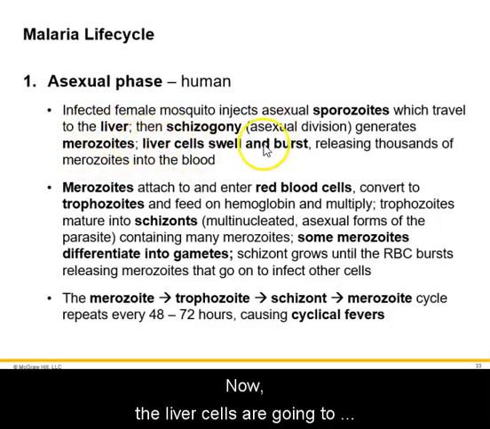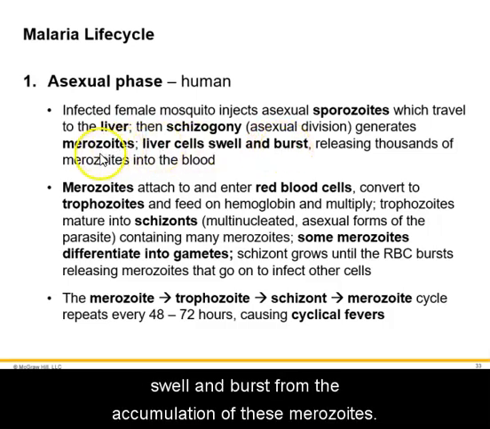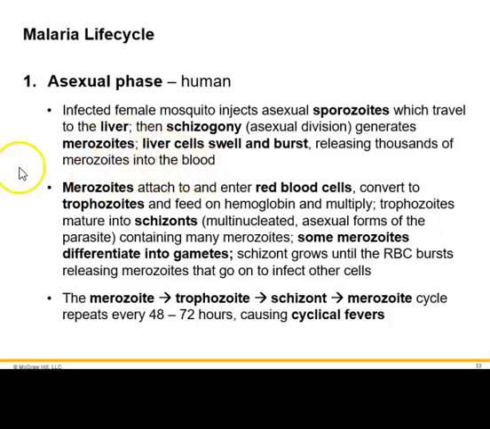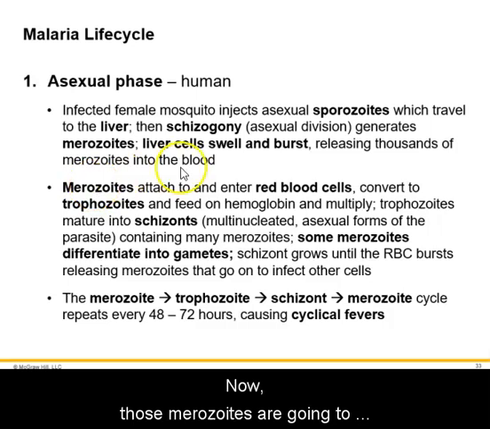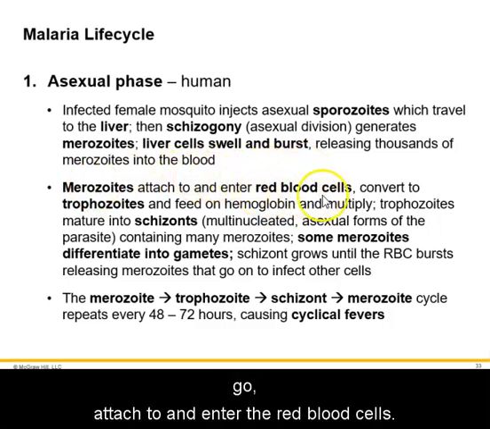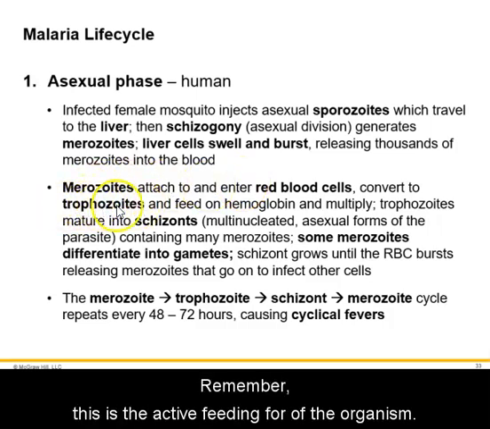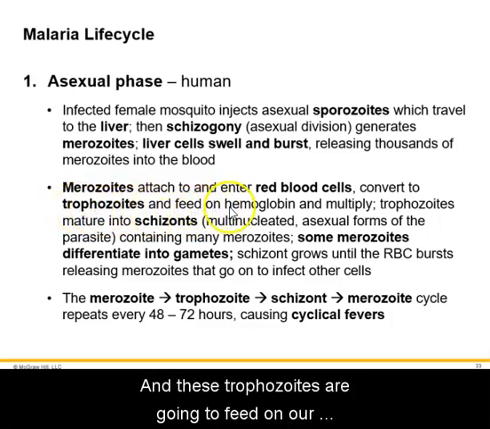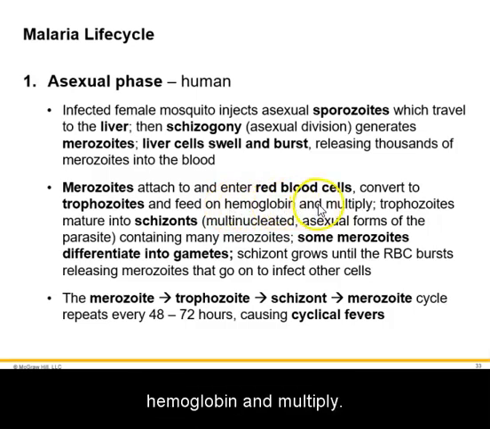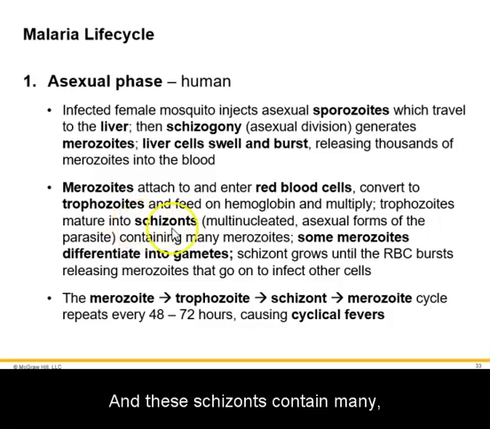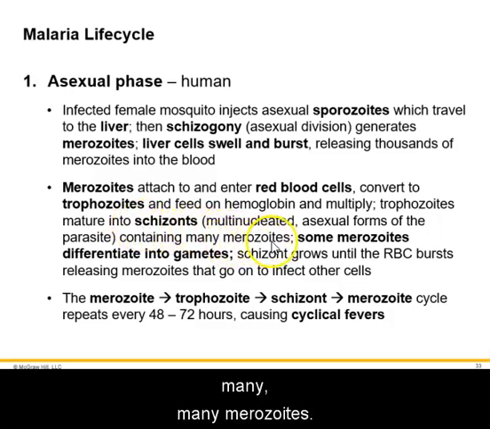The liver cells swell and burst from the accumulation of these merozoites, releasing thousands of them into the blood. Those merozoites attach to and enter the red blood cells. When they get into the red blood cells, they convert to trophozoites. Remember, this is the active feeding form of the organism. These trophozoites feed on our hemoglobin and multiply. The trophozoites mature into schizonts, which are multinucleated asexual forms of the parasite, and these schizonts contain many, many merozoites.